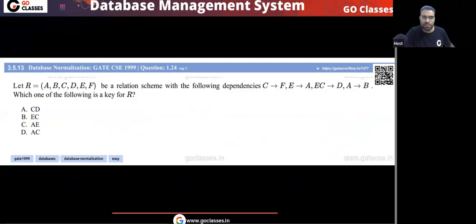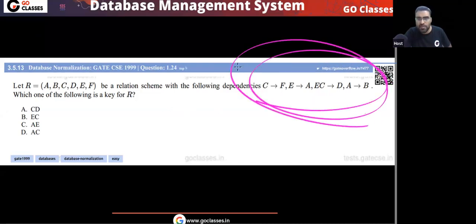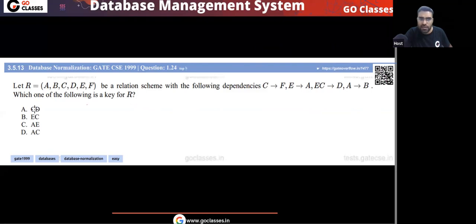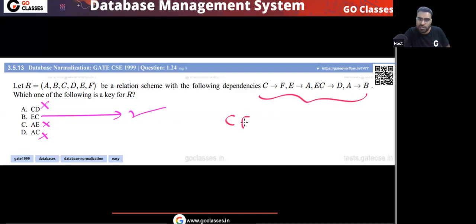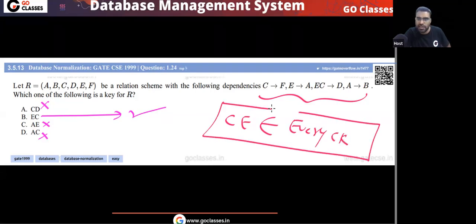How can you eliminate the options? You don't have to solve the question. You can notice CE must be part of every candidate key. So automatically these options are gone. Only this will be the remaining option, so this will be correct, because this CE must belong to every candidate key. That is the reason I can say options A, C, D are gone. So automatically the answer will be option B.